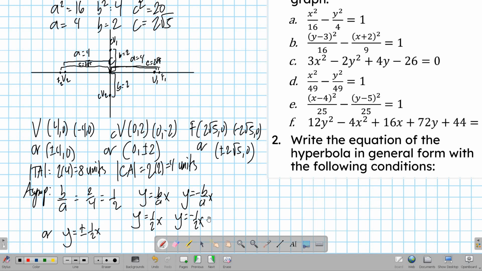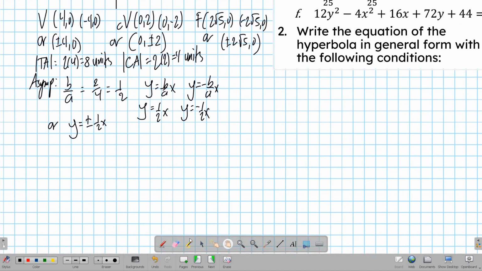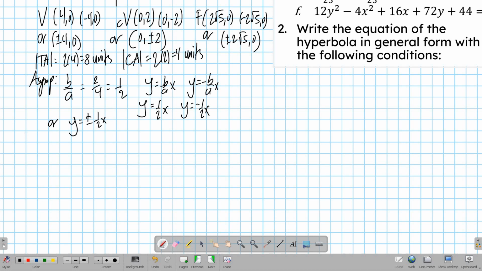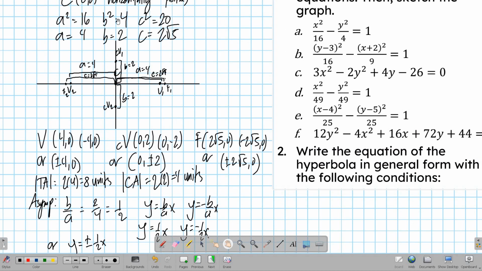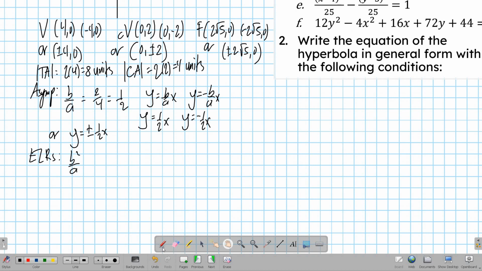Now from here we then get our ELRs. Let's go a bit down more. For our ELRs we need b squared over a. So we go up, that's 4 over 4, which is equal to 1. So therefore, since our conjugate axis, as you can notice here, it's from 0 to 0 negative 2, so it's vertical. Therefore, our ELRs will also be vertical.